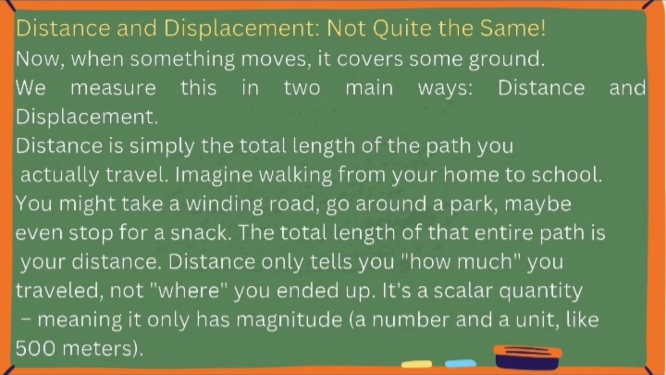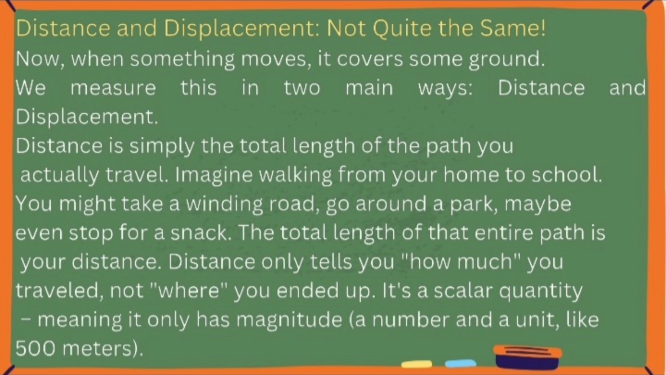Not quite the same. Now, when something moves, it covers some ground. We measure this in two main ways: distance and displacement. Distance is simply the total length of the path you actually travel. Imagine walking from your home to school. You might take a winding road, go around a park, maybe even stop for a snack. The total length of that entire path is your distance. Distance only tells you how much you traveled, not where you ended up.